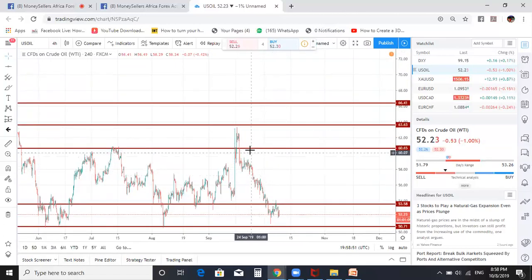If I am doing a sell and I look back and I say, okay, in case the market turns against me, I begin to go up, where do I put my stop loss? It has to be above this area, which serves as my resistance. That's where my stop loss will be.